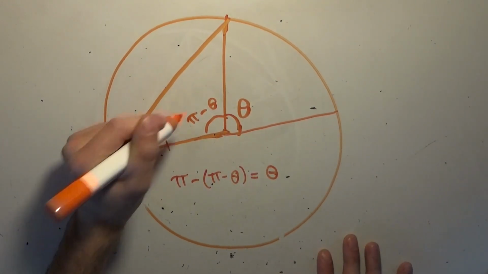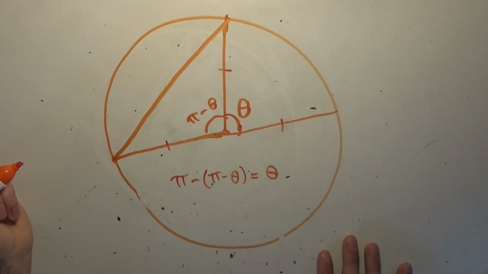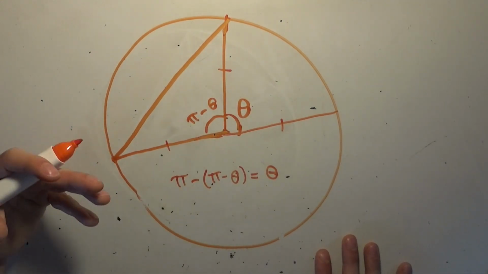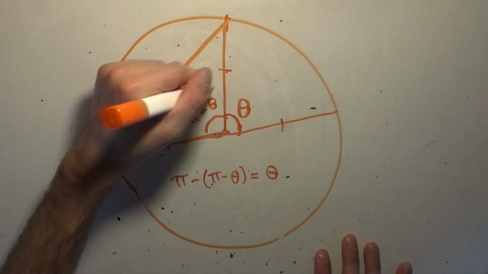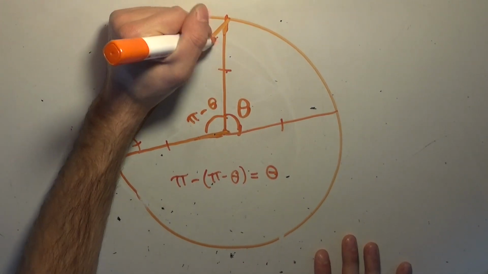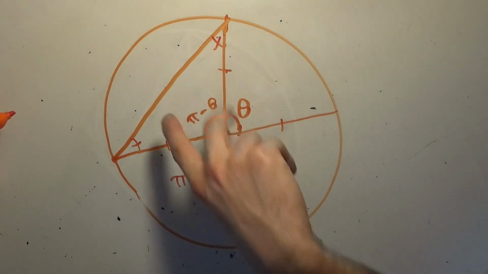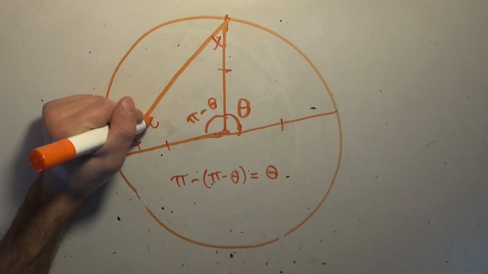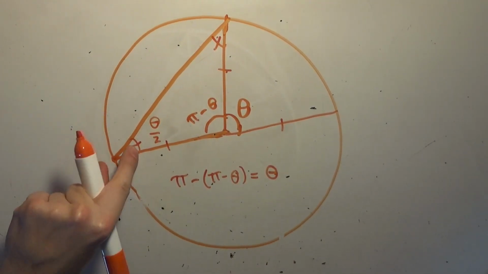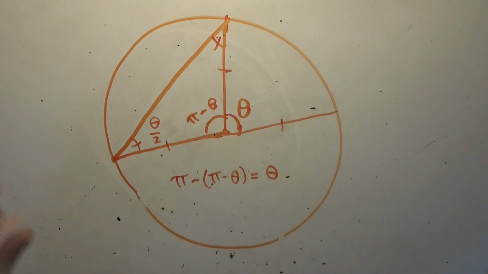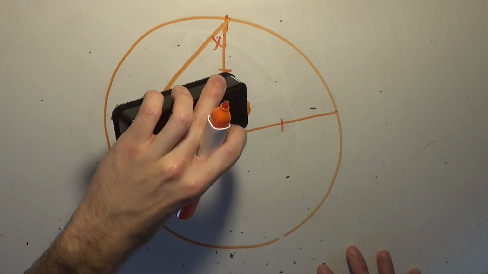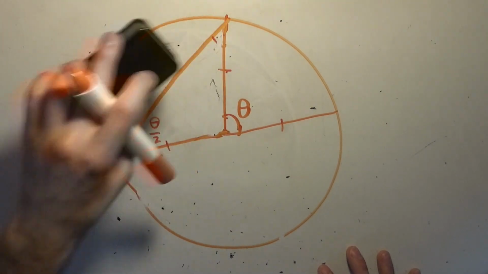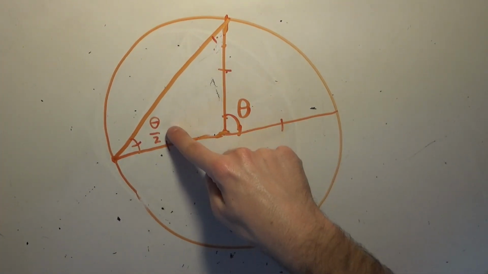But we also know that because these are radius lengths of the circle, by the isosceles triangle theorem, the angles opposite congruent sides in a triangle must also be the same. So because these 2 angles are the same and add up to theta, they must both be theta over 2, which means in particular that this angle is theta over 2. That proves this one single case of the inscribed angle theorem. If this is theta, then this must be theta over 2.